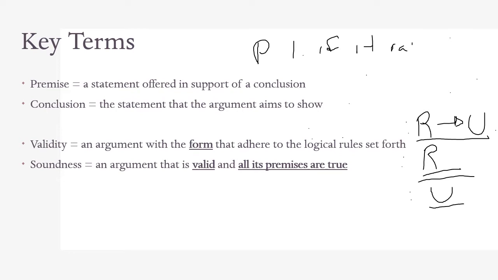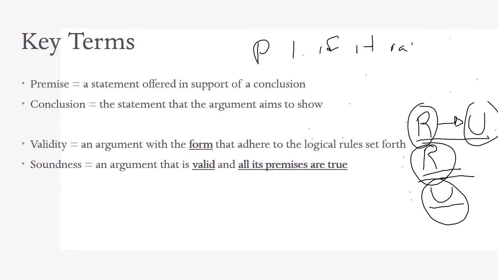And so then R is if the Martians raid, then U is they'll uncover Earth. We'll say the Martians raid, the Martians uncover Earth. None of that makes any sense whatsoever, but it is a valid argument because it has this shape to it. Shape, syntax, form, they're all indicative of the structure of an argument, and the structure is what we consider either valid or invalid.